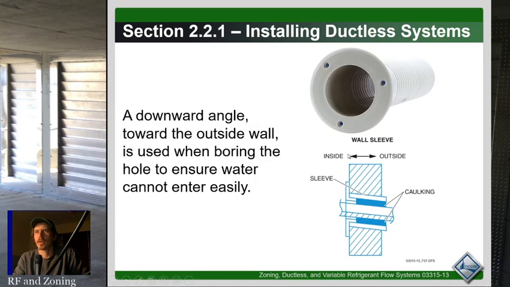A downward angle towards the outside wall is used when boring the hole to ensure water cannot enter easily. Anytime you're drilling from inside and outside, you should drill that hole at a slight downward angle going to the outside, and that is so water will not enter and drain to the inside of the house. That is a bad idea, and this is a pretty common sleeve used to penetrate the wall with a mini split.